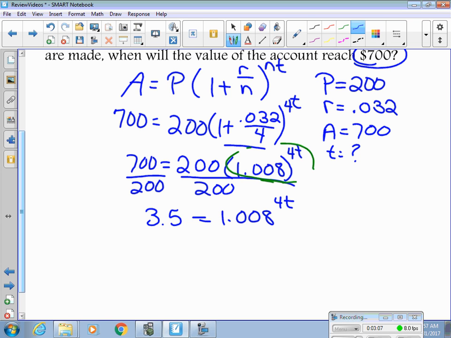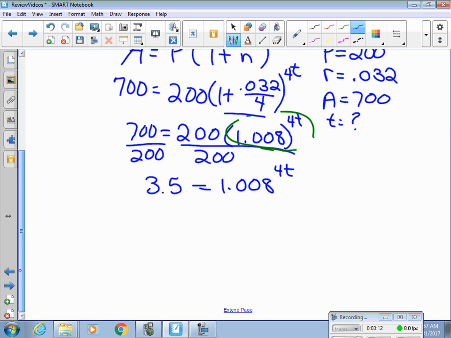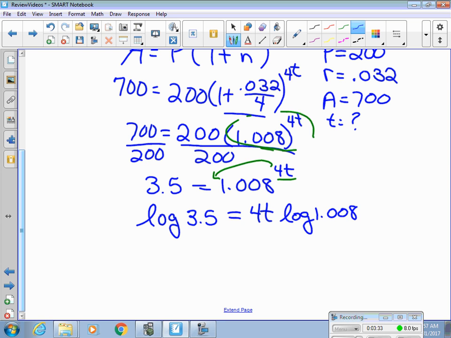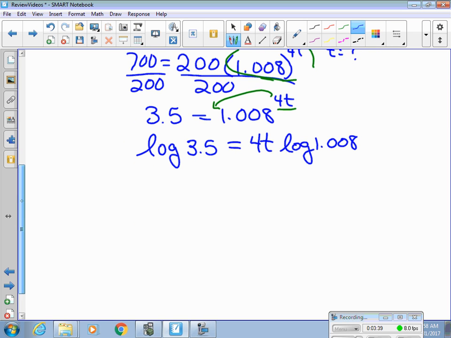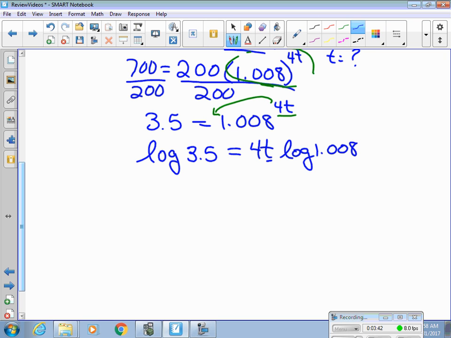Then what I'm going to do is, that looks crazy and I have an exponent. I'm going to put this into log form. So I'm going to say the log of 3.5 is equal to, but I have to remember the rules. When I'm putting things into log format, this exponent comes down in front. So it's going to be 4t times the log of 1.008. Right, now I have a little bit more that I can do because we're solving for t. We're solving for t.